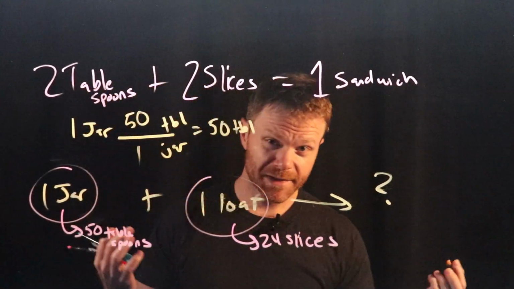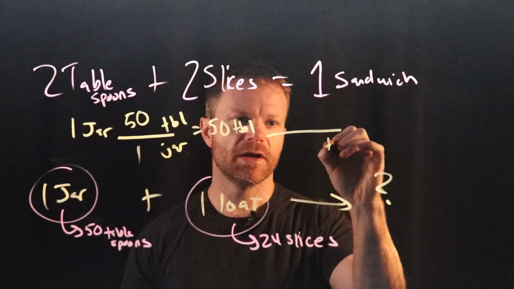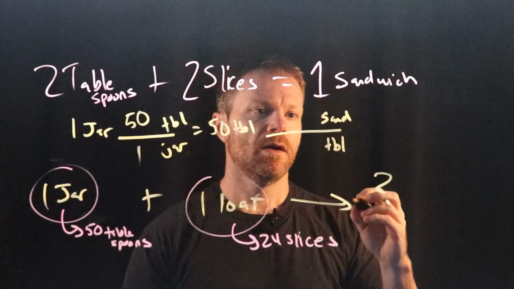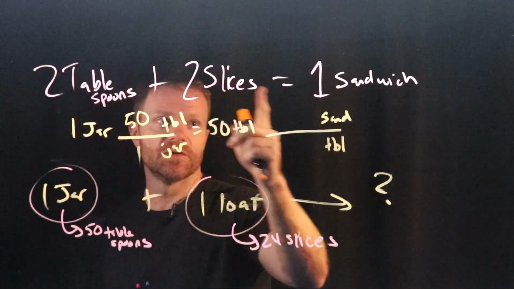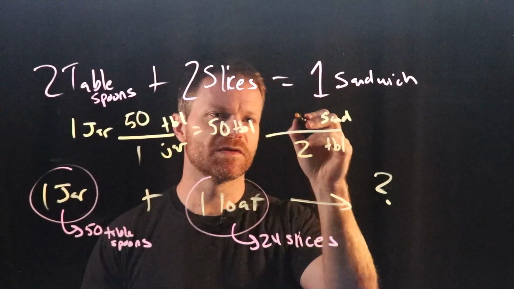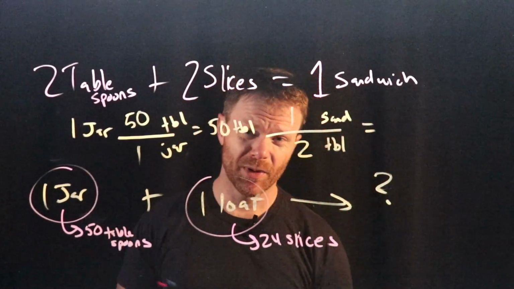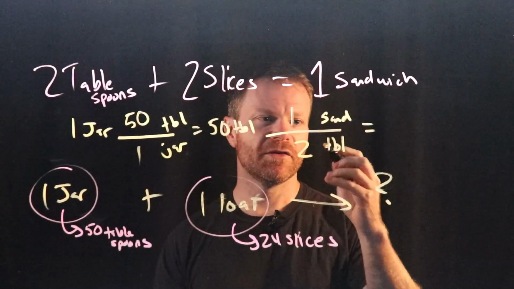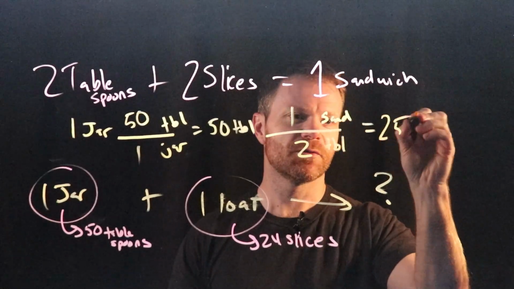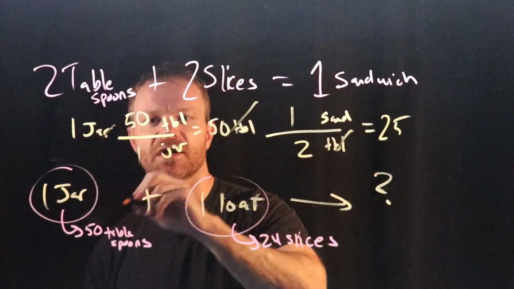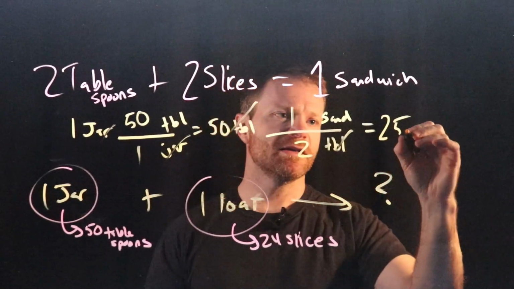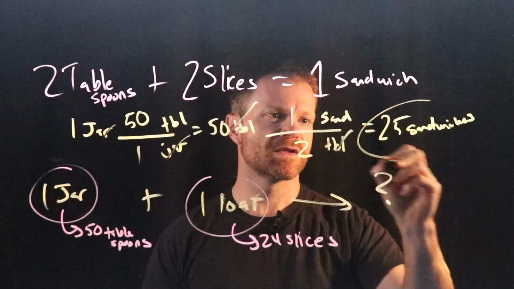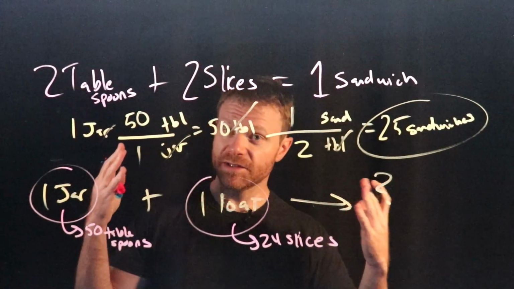Okay, cool. The next thing we want to do, another conversion factor, is we want to get rid of tablespoons and we want to go to sandwiches, right? And we know that for every 2 tablespoons, there's 1 sandwich. It takes 2 tablespoons of peanut butter to make 1 sandwich. Some people like it with more peanut butter, some people like it with less, but let's go with this recipe. Okay, so 50 divided by 2 gives us 25. Tablespoons cancels with tablespoons, jar cancels with jar, leaving sandwiches. Okay, so there's our answer. We can make 25 sandwiches.